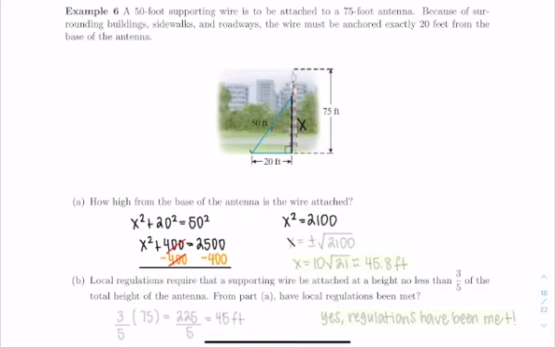And so taking the square root of both sides, I have plus or minus the square root of 2,100. And we only care about the plus part because we're talking about length. So when I simplify this, I end up getting 10 times the square root of 21. Or as a decimal approximation, this is about 45.8 feet.